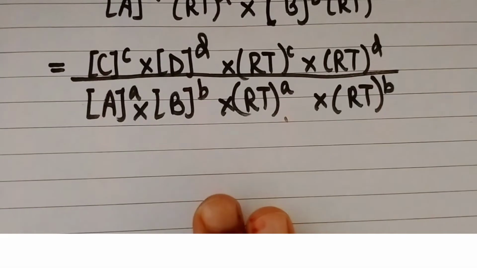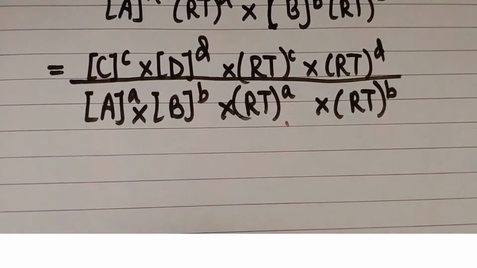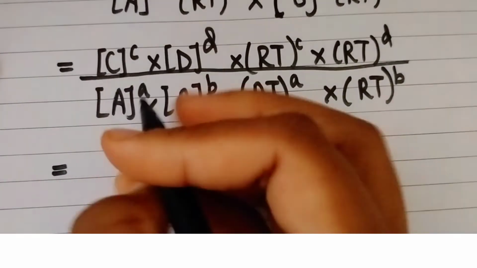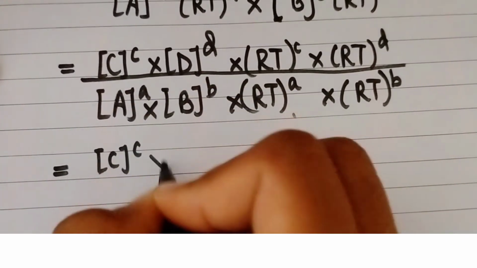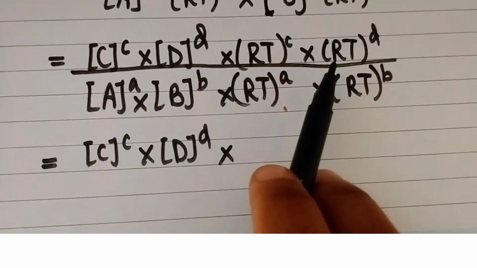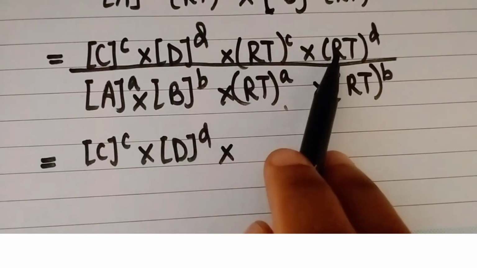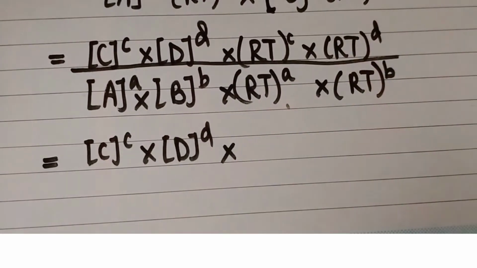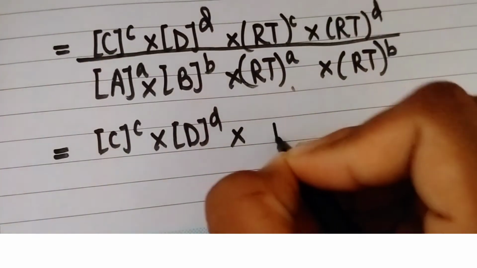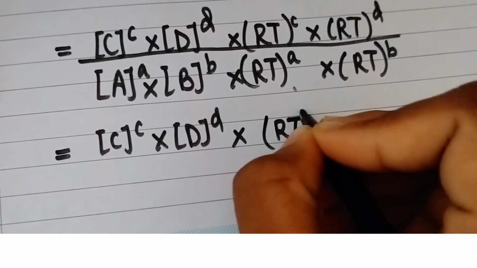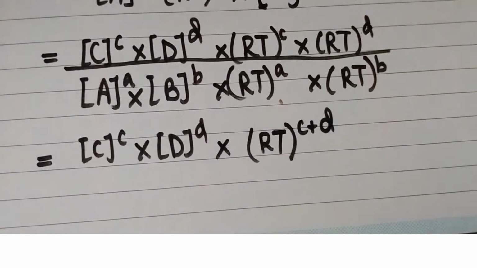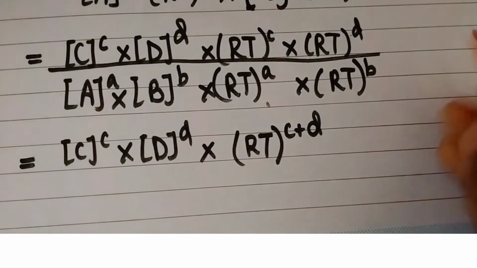In our next step, it's really important to note the step. The concentrations are the same, so we can note them down directly. But here RT is the same in both. I told you that in a reaction they will be the same: R is always constant and T would be the same in a reaction. So we can write RT common, and we'll have to add the powers, c plus d. This is a basic formula.